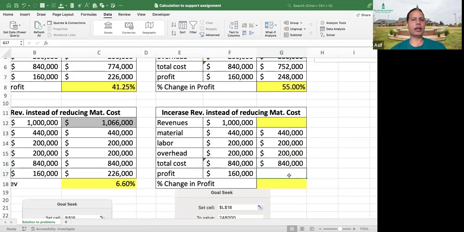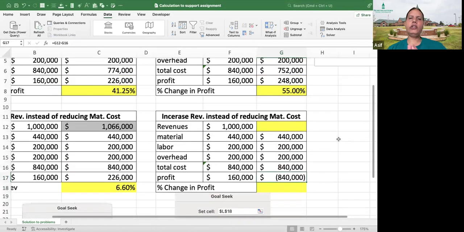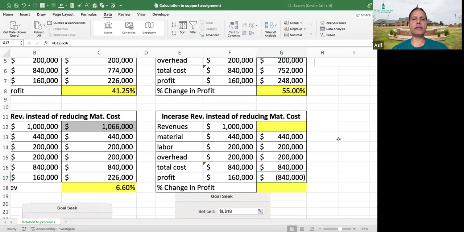Now you need to find out how much increase in revenue is needed to achieve a profitability of 248,000. So the first thing is to make sure there's a formula here, and that formula for profit is equal to revenue minus total cost. That will give me some false number because we know the revenue cell is empty, but we don't care. We are only concerned with having a formula, a syntax here. Now, can you please do the next part, using the goal seek function, and tell me what revenue would be required to achieve a profit of 248,000?